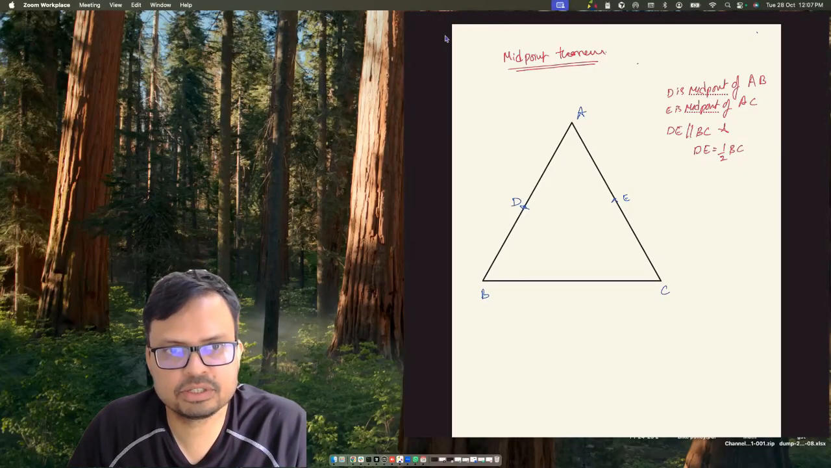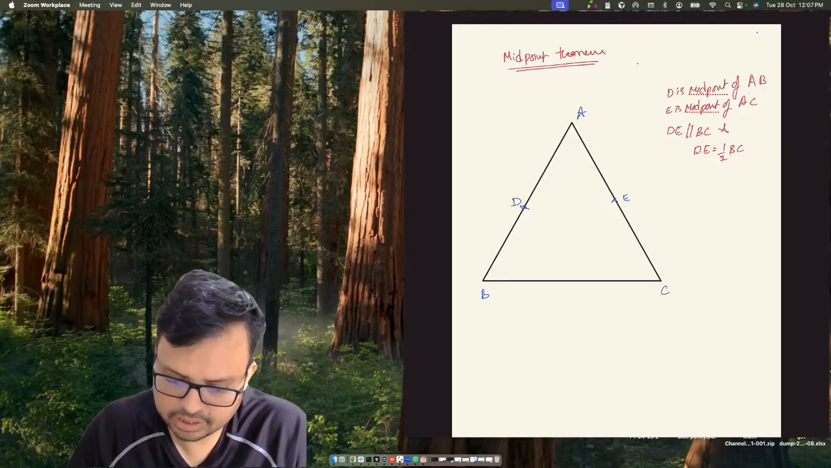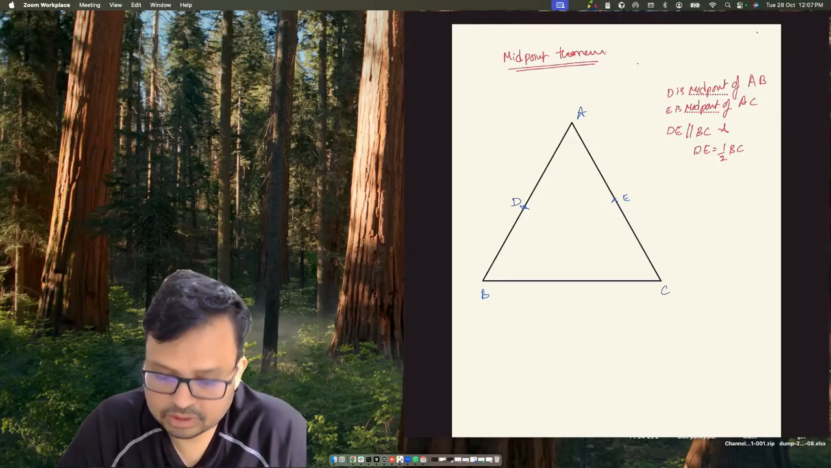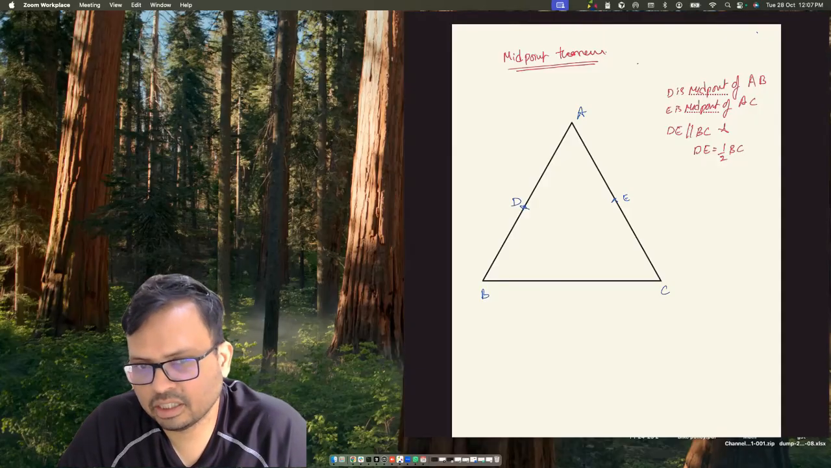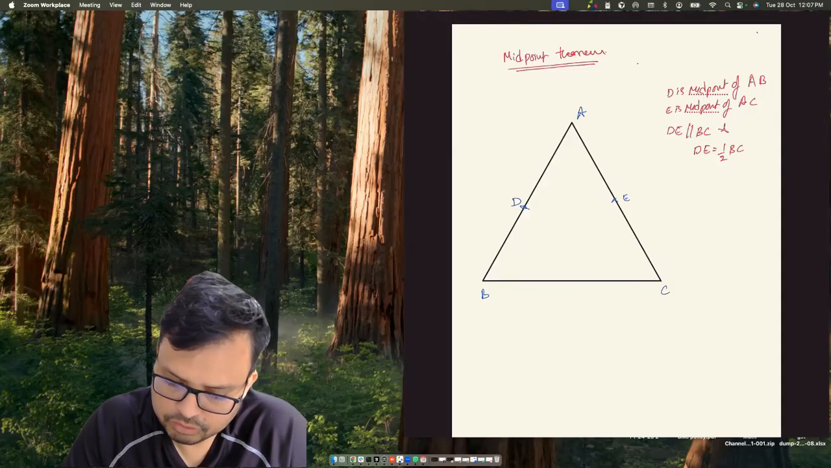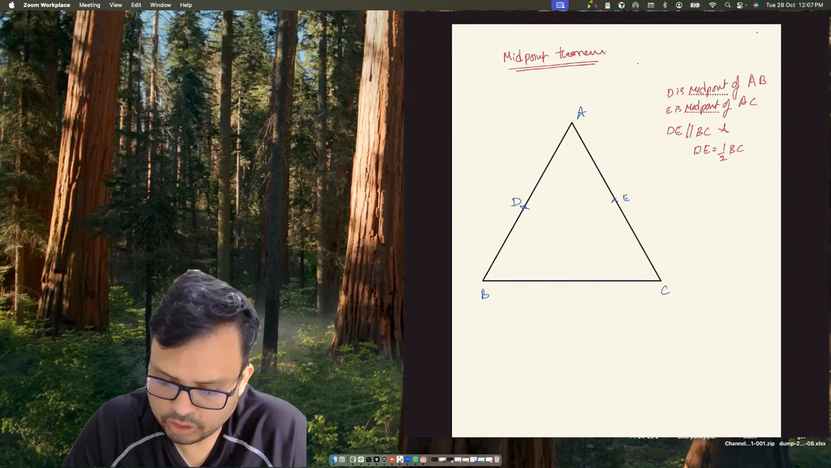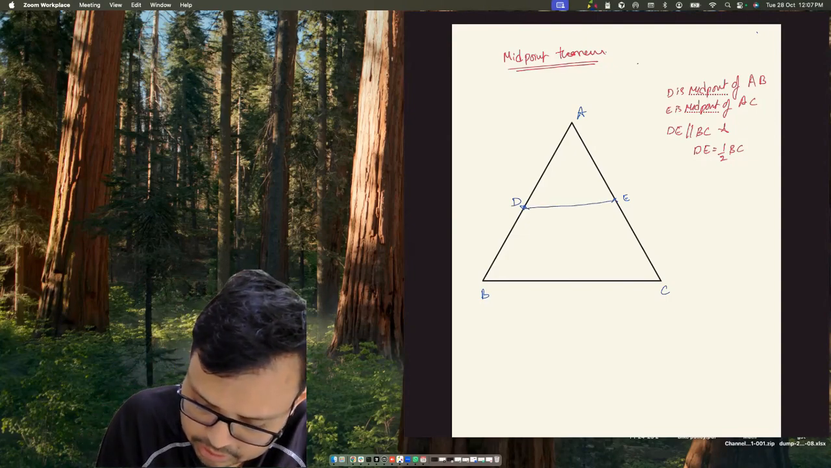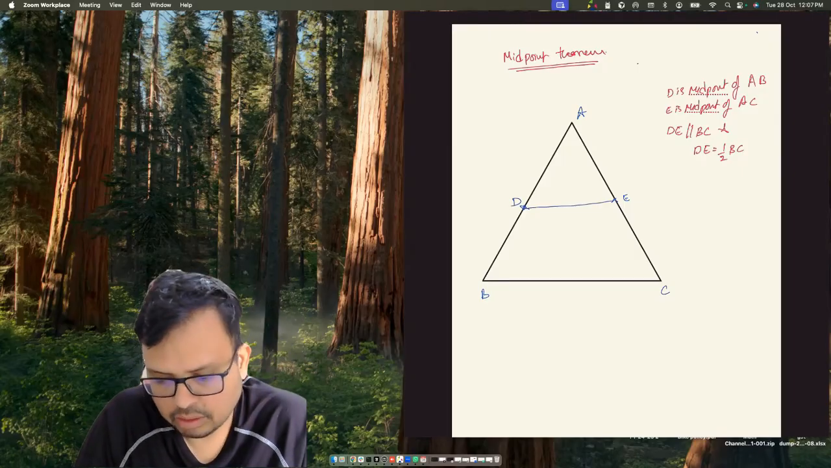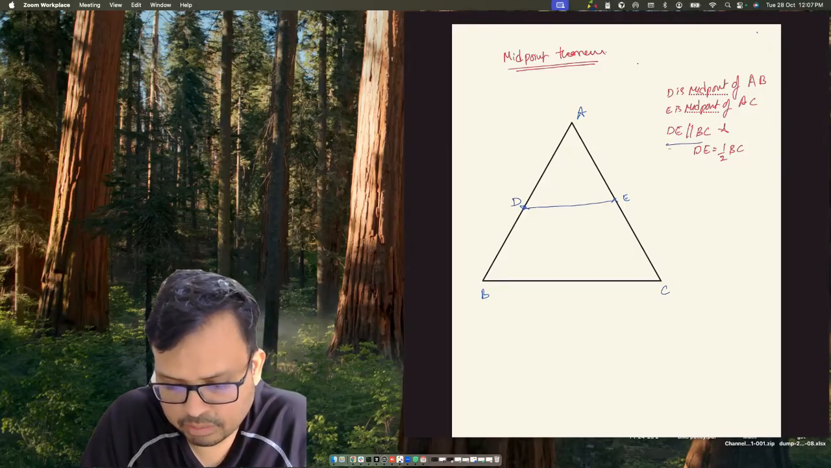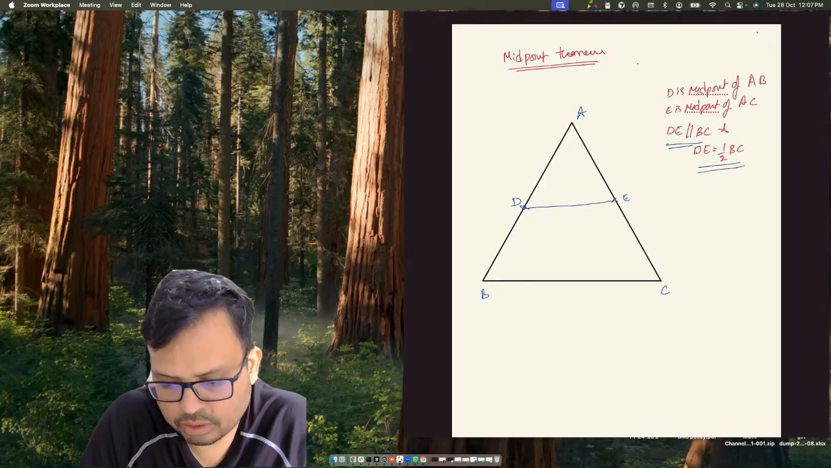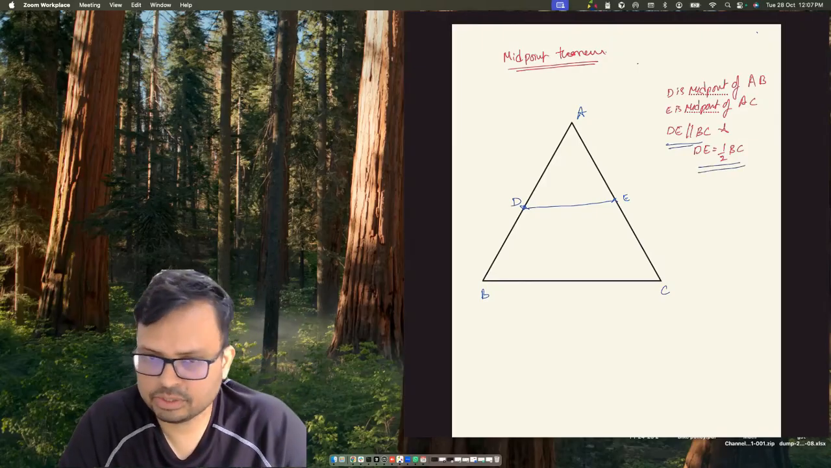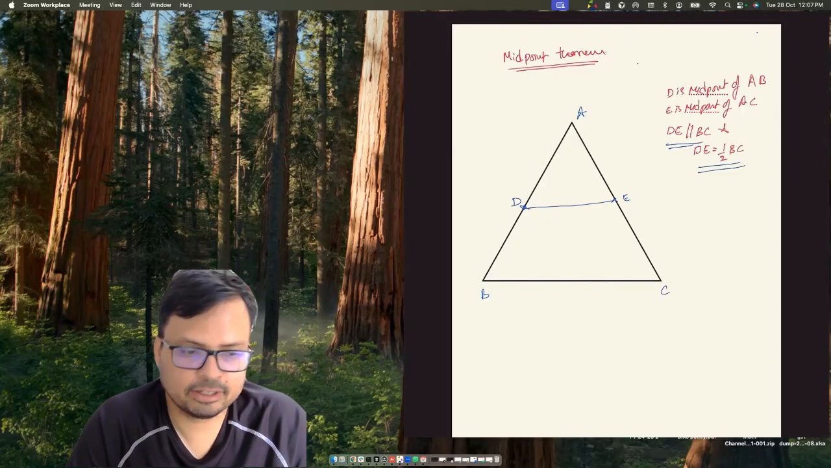In the picture, you can see that there is a triangle ABC, and as per the midpoint theorem, if D is the midpoint of side AB and E is the midpoint of side BC, and you draw a line connecting both D and E, the midpoint theorem says that DE will be parallel to BC and DE is equal to half BC. So we're going to prove this using the parallelogram properties and triangle congruence.